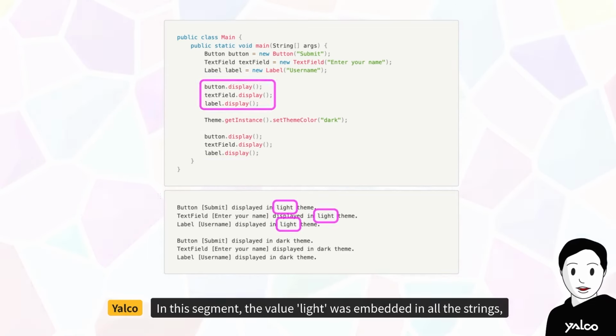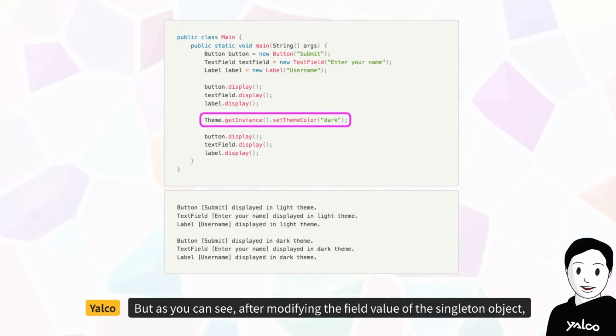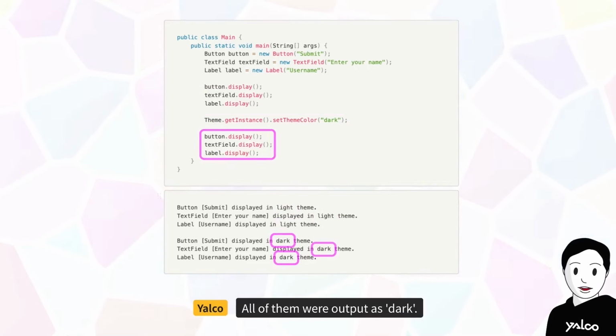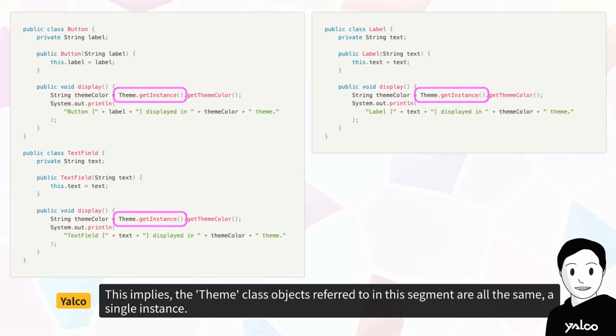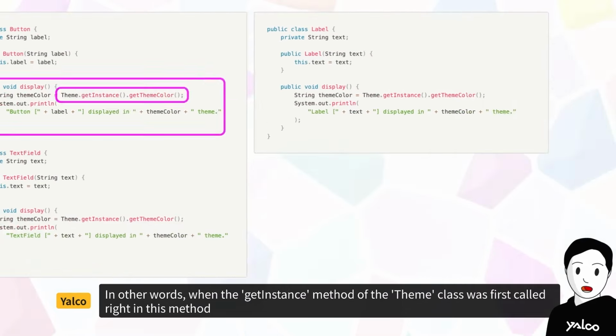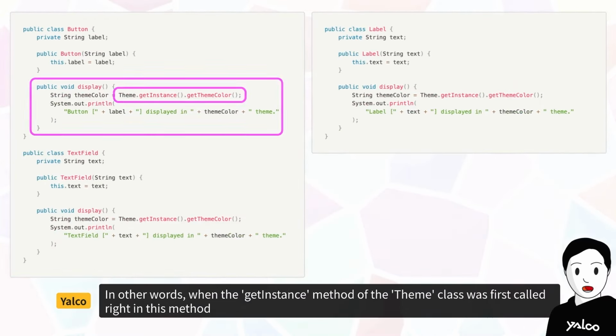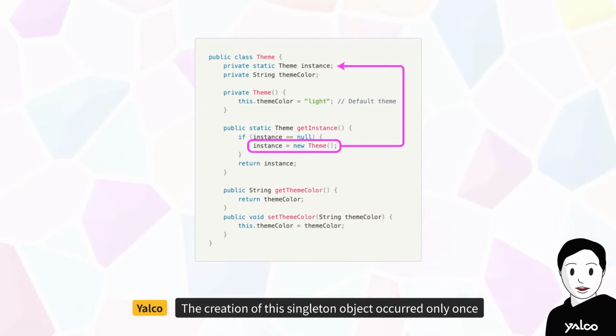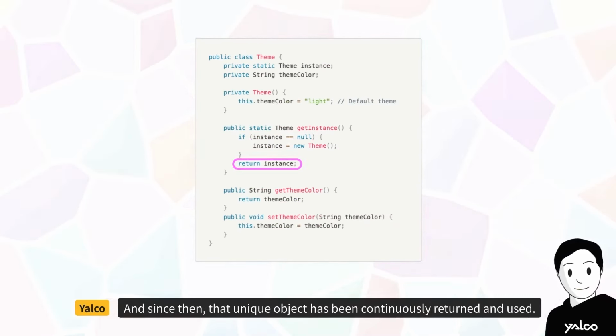In this segment, the value light was embedded in all the strings, but as you can see, after modifying the field value of the singleton object, all of them were output as dark. This implies the theme class objects referred to in this segment are all the same, a single instance. At this point in the client code, where the display method is first called through the object of button, in other words, when the getInstance method of the theme class was first called right in this method, the creation of the singleton object occurred only once, and since then, that unique object has been continuously returned and used.